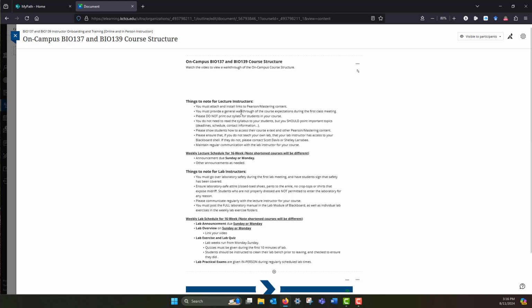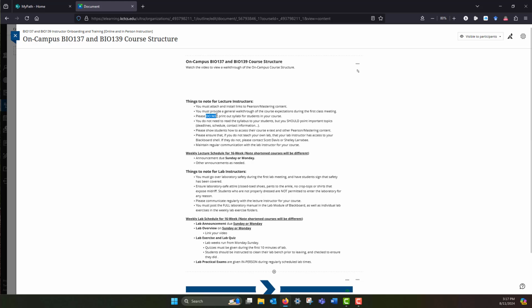You must provide a general walkthrough of the course expectations during the first class meeting. So plan to, on day one, spend the first several minutes of class going through how you are going to run lecture, answer any questions, and go through the syllabus briefly. However, it is the student's responsibility to have the syllabus either on a device or printed out.